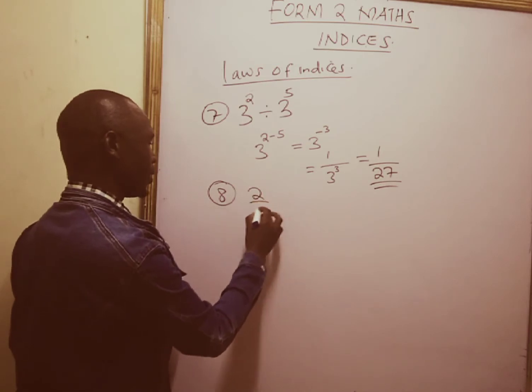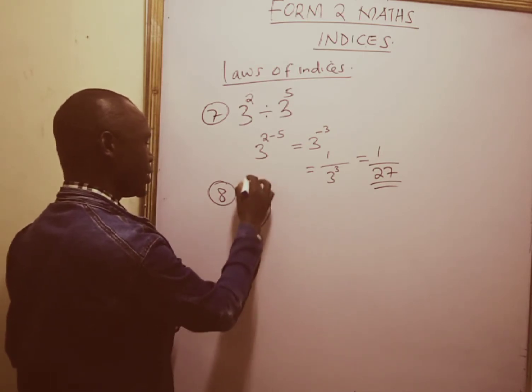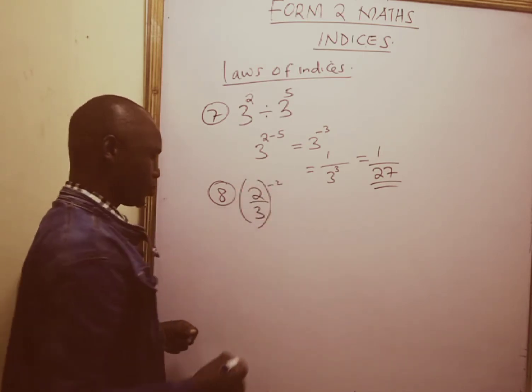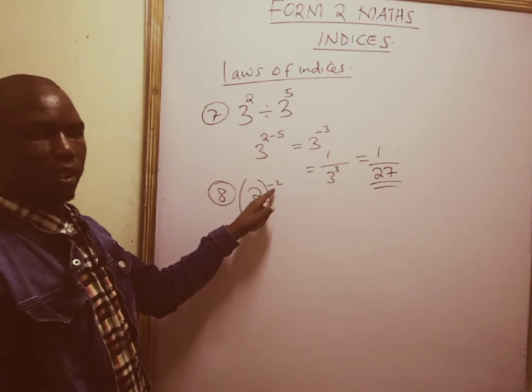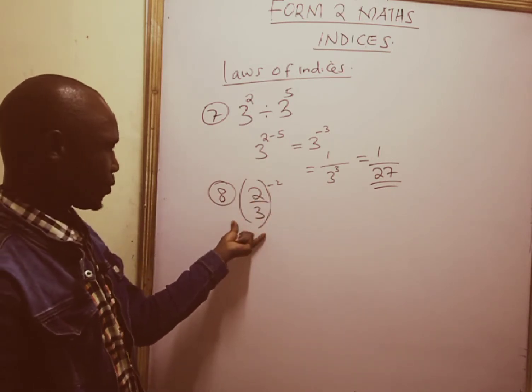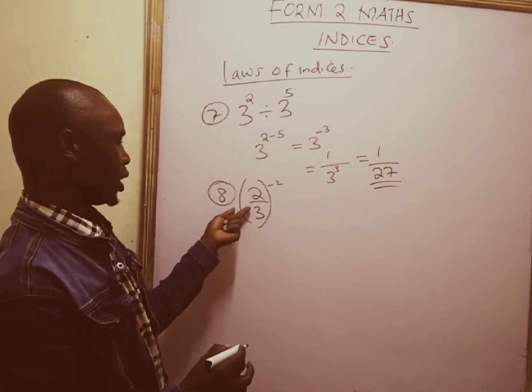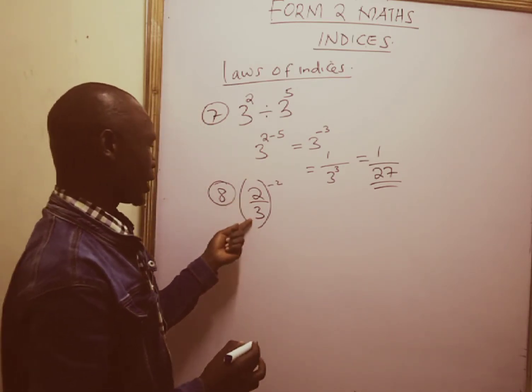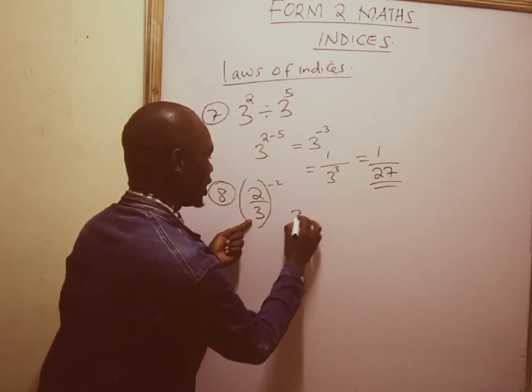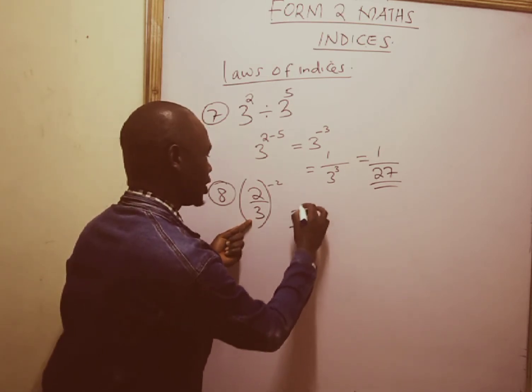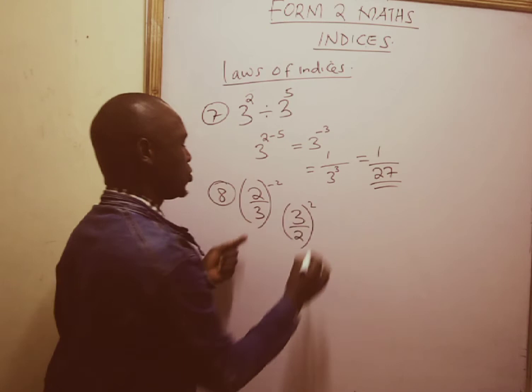Lastly, number 8, before we look at other problems, what if we have 2 divided by 3 raised to power negative 2? This negative means the reciprocal of what we have, and therefore we are going to take the reciprocal of this fraction by writing it as 3 divided by 2. Then now we square.